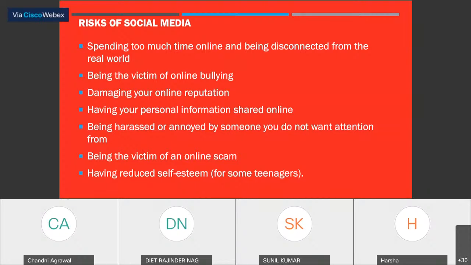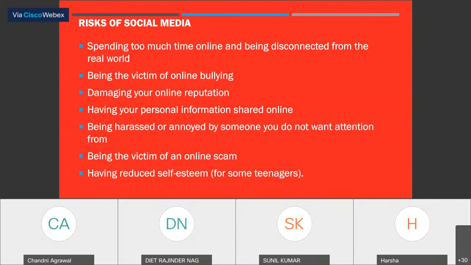Having your personal information shared online, being harassed or annoyed by someone you don't want attention from, being the victim of an online scam, and having reduced self-esteem for some teenagers. Now what happened, they are posting their pictures in different poses and then continuously checking their phones. A new term I'll tell you, it's nomophobia. Nomophobia is a new kind of problem with teenagers. It's a no mobile phobia. If you take their mobile, they will feel restless. They have anxiety if their battery is low. So this is a kind of nomophobia, a new disease in teenagers.